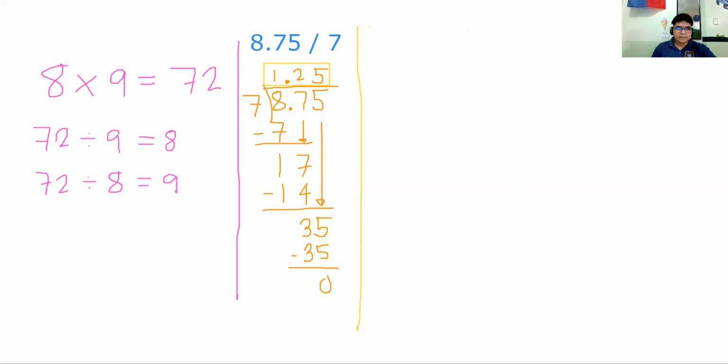For example, we have 3.072 divided by 1.2. Okay, so both of them are decimals, right? Both of them are decimals, and we want to divide them. So let's do the process first. Let's put it inside of the division house: 3.072 divided by 1.2.